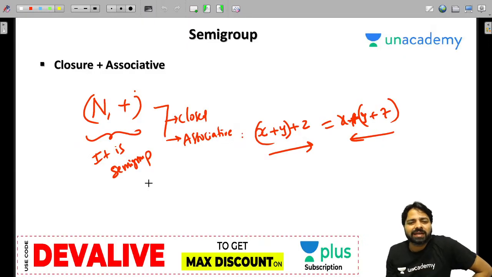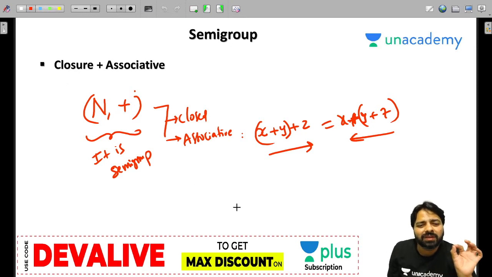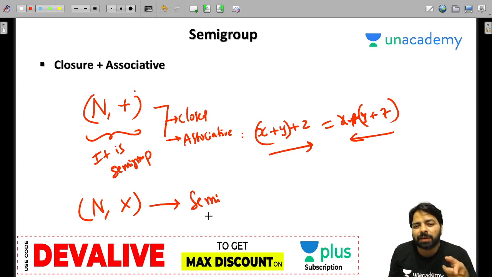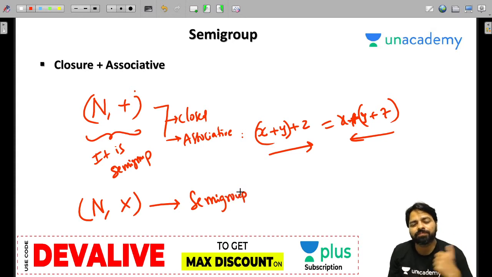Anyhow, I am going to cover it. Everyone, now (N, multiplication) is also a semigroup, because (N, multiplication) is already closed. Now it is associative. Can I say semigroup?